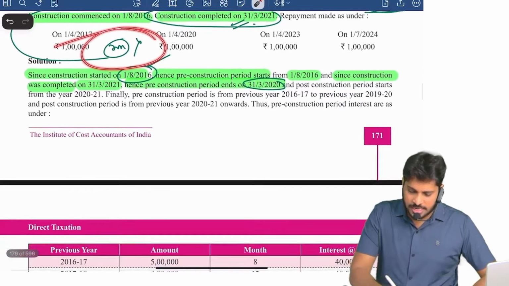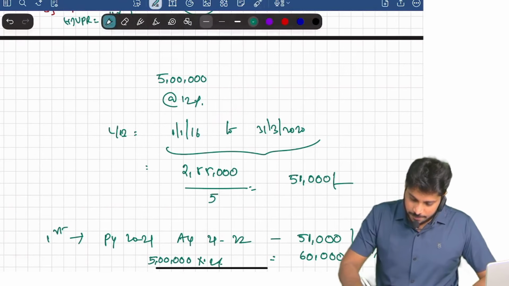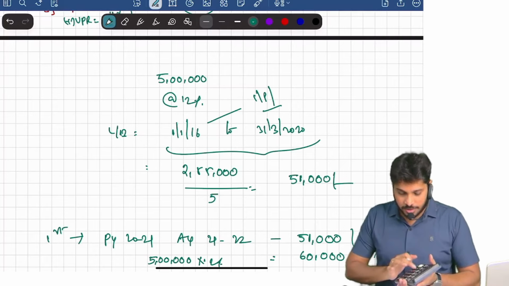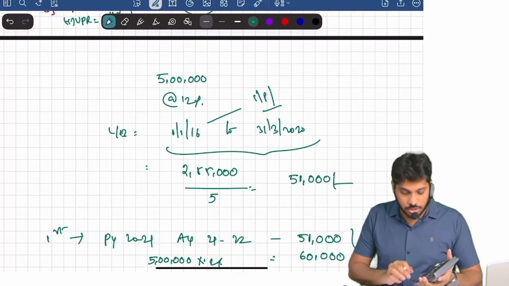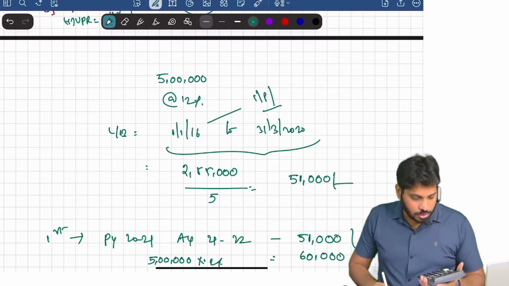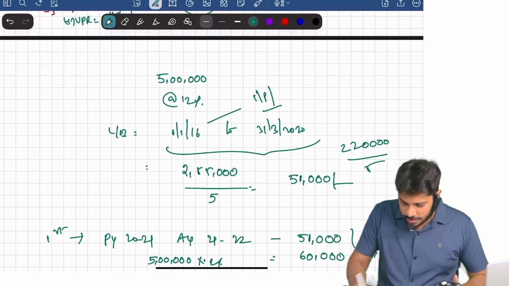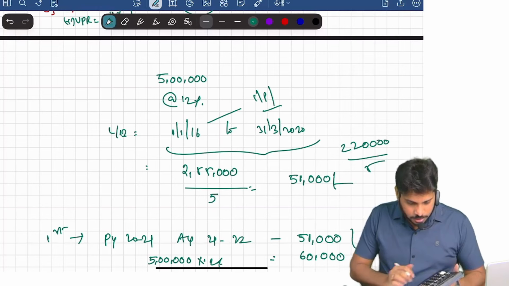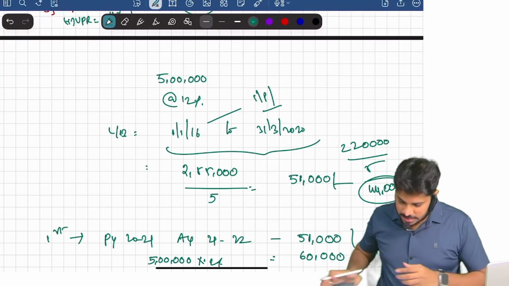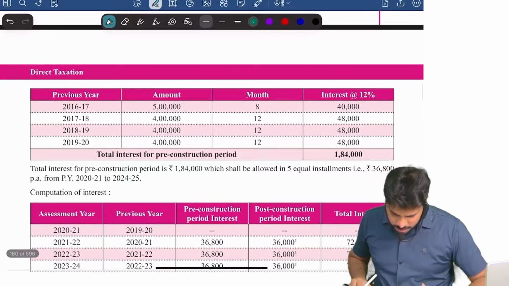So now let us discuss from their angle. Okay, from 1st August let us compute. From 1st August, 7 months have gone. 51 minus 7 is equal to 44 months, so only 44 months you should calculate interest, correct? So 2,20,000 divided by 5, 44,000 I'm getting as interest, correct? We'll see what answer they are getting. By the way, up to 31st March 2020.